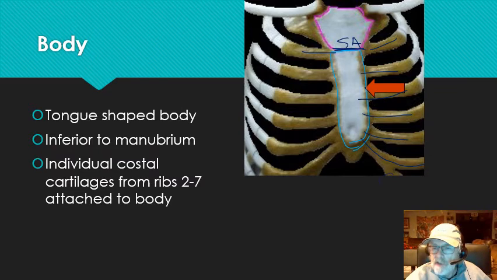This down here is sneaking in. That's going to be 8. Down in there, right here, that little rib right there, that's going to be 8. So you can see all the other costal cartilage attached to the body. It's actually very thin.